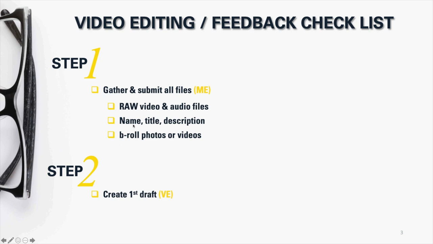The second thing is name, title, and description. Now, this may vary depending on the type of podcast that you host. If you have a podcast like mine where I conduct interviews, then the information that I provide here to my video editor is the name of the person that I interview, the title or the name of the company in a description. And that description is something that I work with the person that I interview to make sure that it's concise and really descriptive of what this person does.